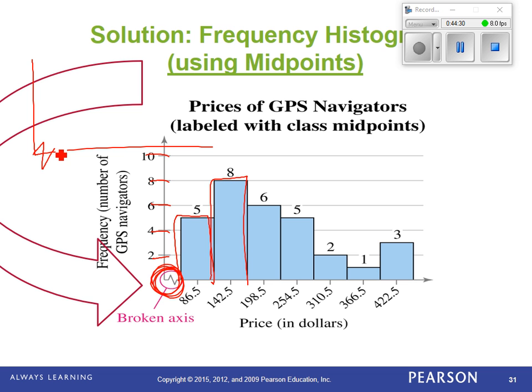There's only one that's at that price range, right? What's the highest price? $422.50. And we can tell that most of the GPSs are priced less than what? About less than 300. Probably somewhere around 310, right? They're priced less than $300.